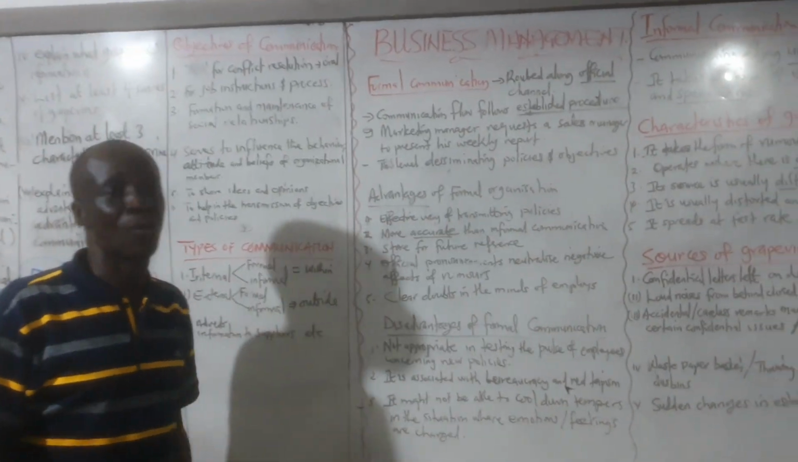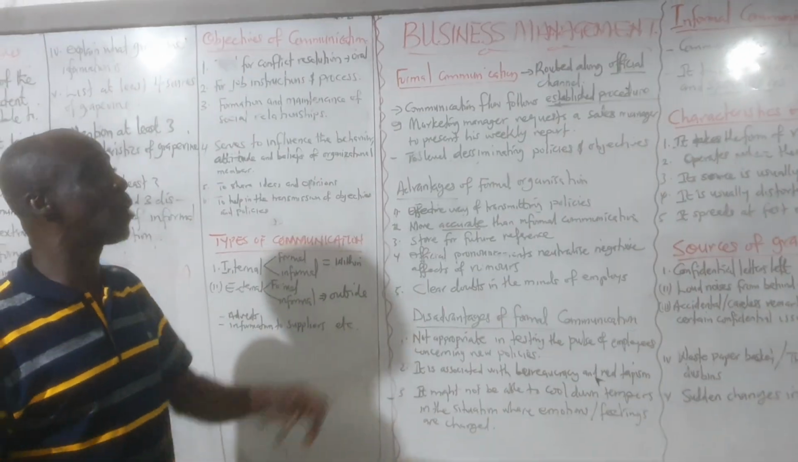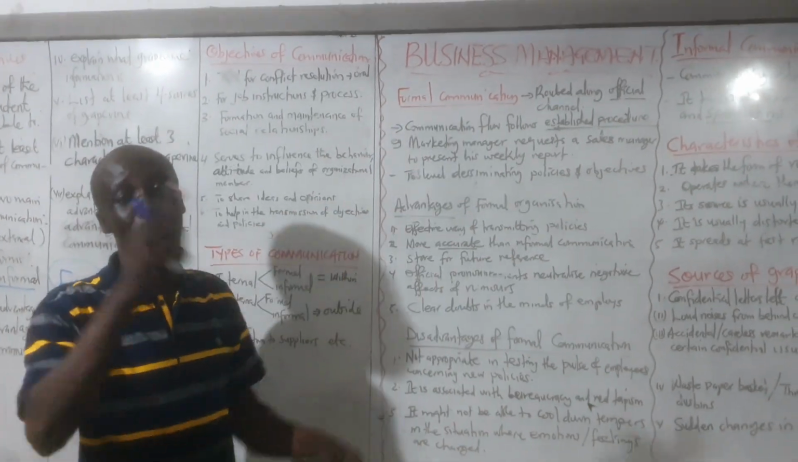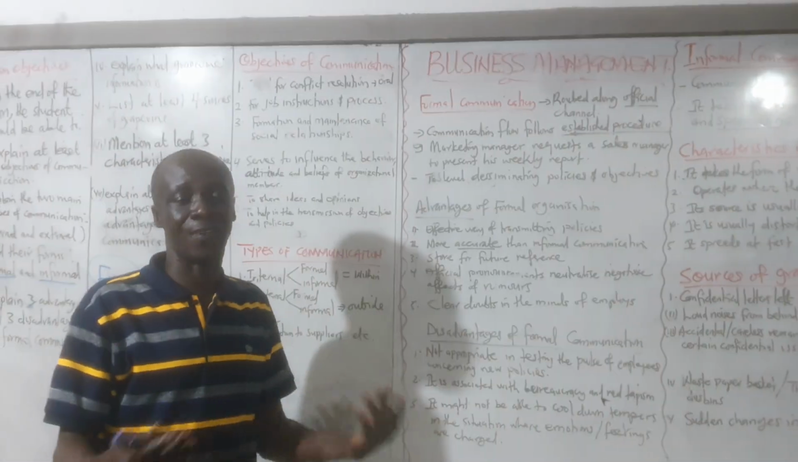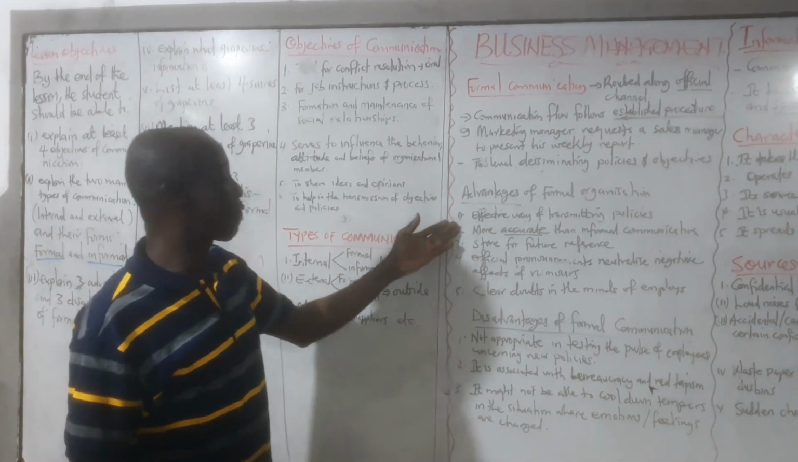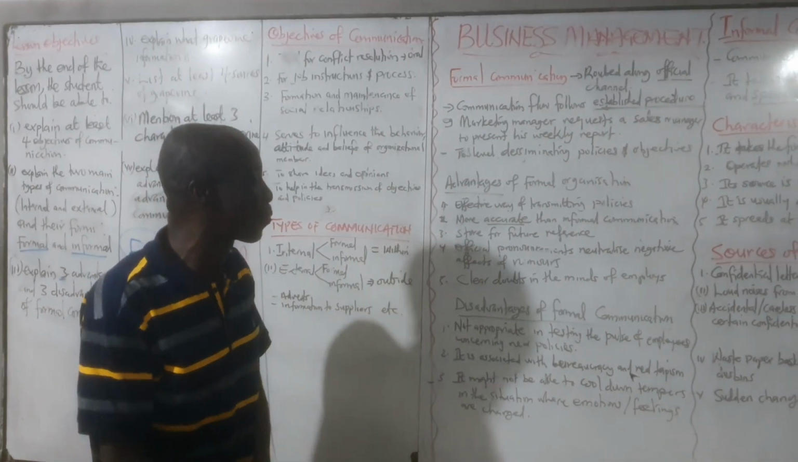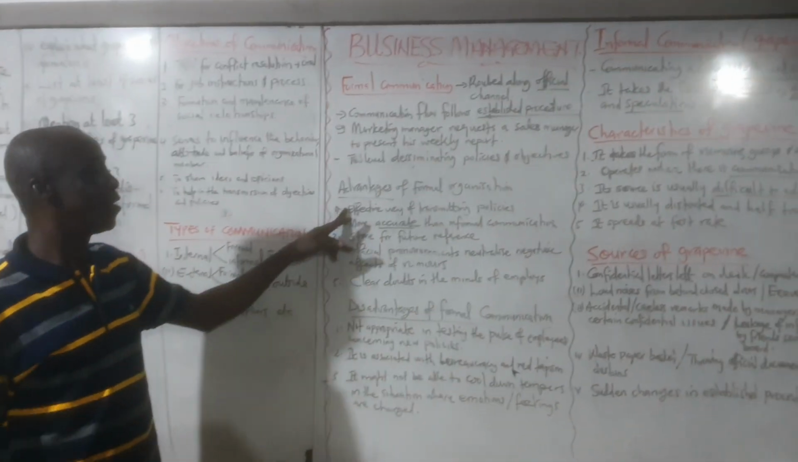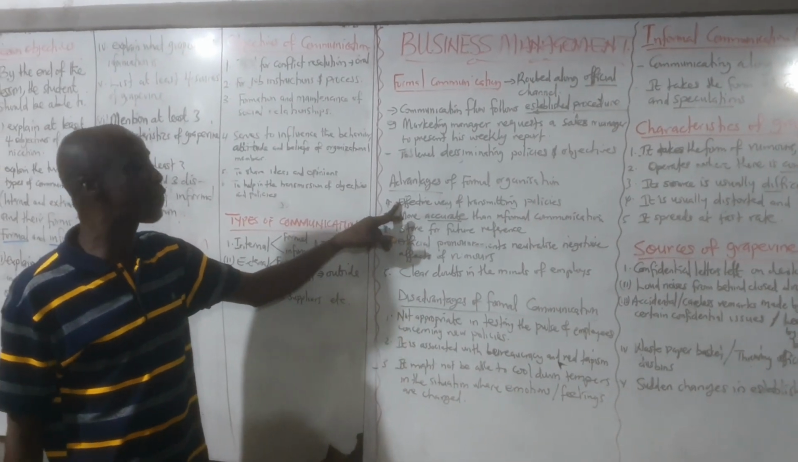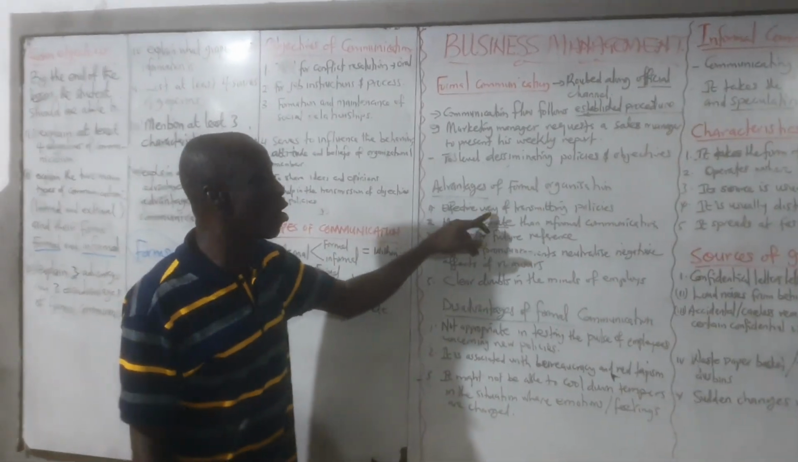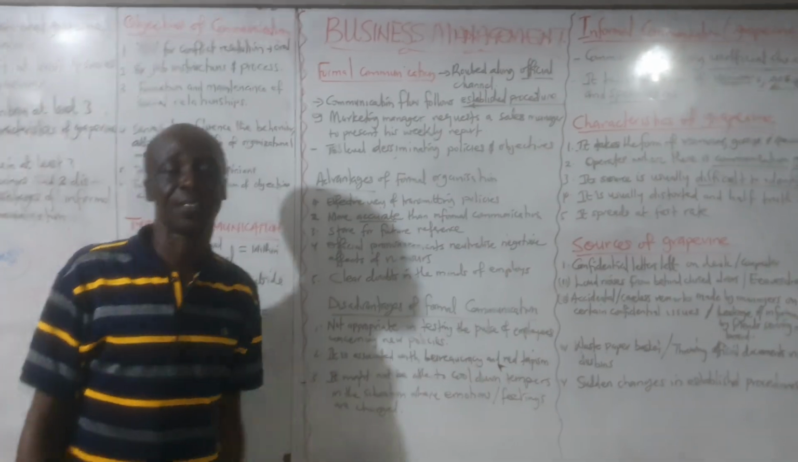Advantages of formal communication. Now that you understand the concept of formal communication, its advantages and disadvantages become very simple. The first advantage is very simple and straightforward. He said formal communication is an effective way of transmitting policies.